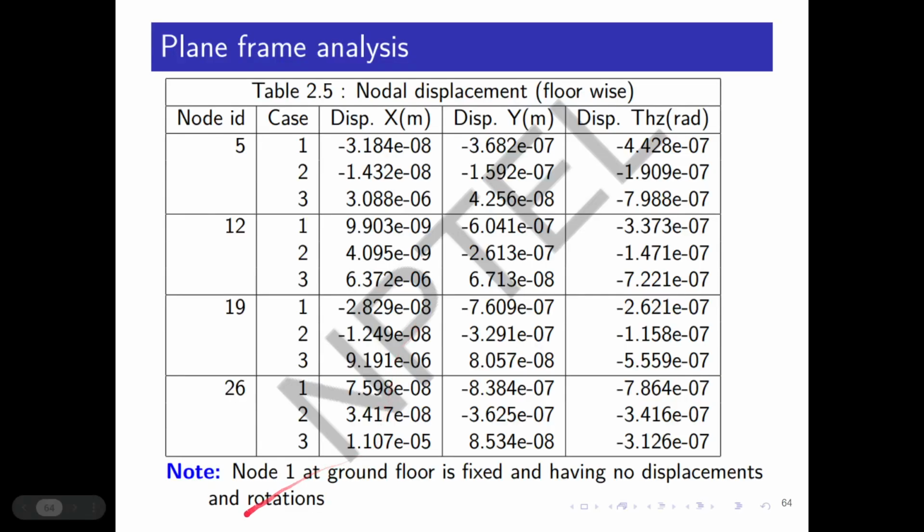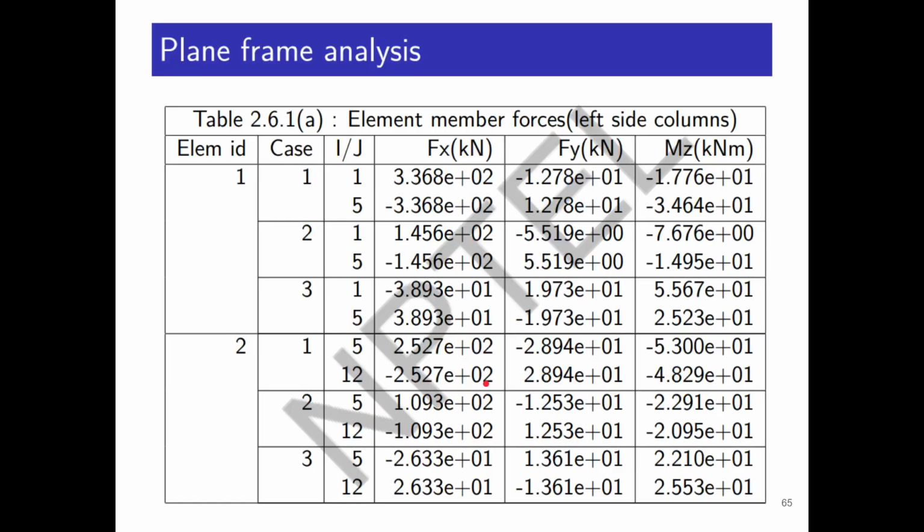They have noted that the ground floor is fixed, so it will definitely have no displacement and no rotation, because if it moves, the ground will also move, so it does not have any relative value. That means it is 0.